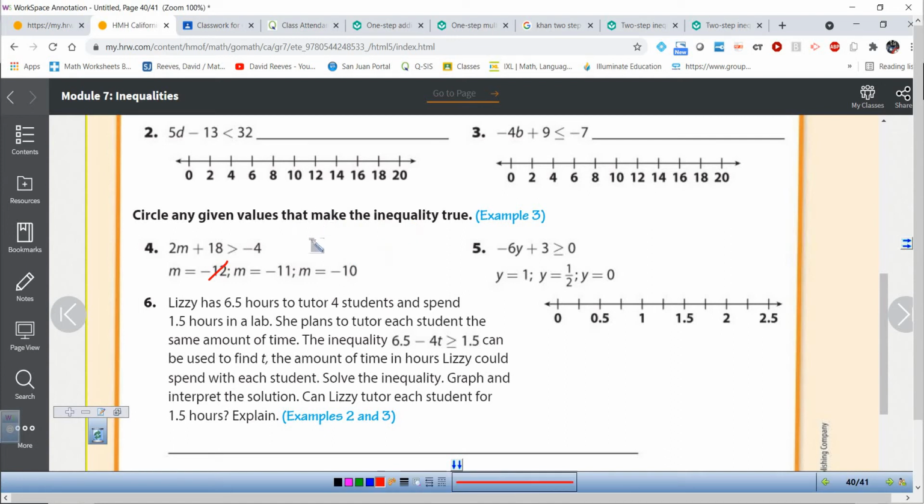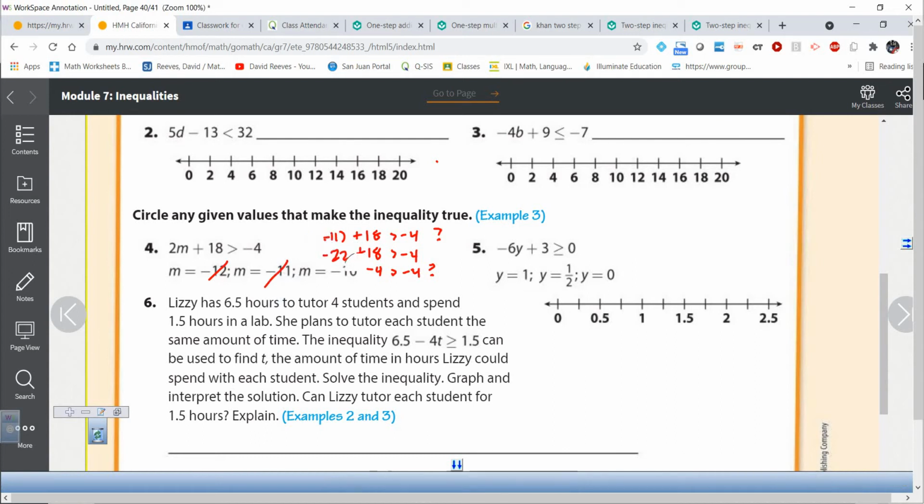All right, what about if we try -11? 2 times -11 plus 18. Well, that's -22 plus 18. Well, guess what that is? That is -4. All right, is -4, and you got to be careful on this one. Is -4 greater than -4? Actually, -4 is not greater than -4. It's equal, so that one doesn't work.